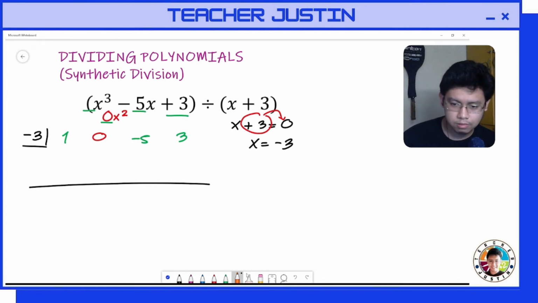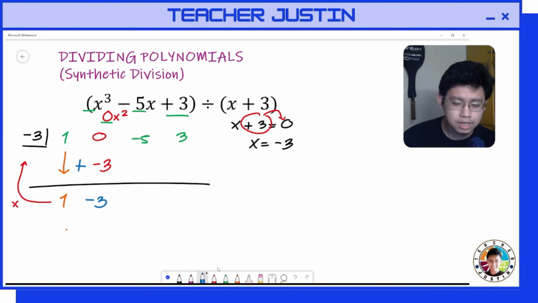So first, let's bring down positive 1. Then let's multiply positive 1 by our divisor, negative 3. So 1 times negative 3, that is negative 3. So we place it here, negative 3. Then let's add 0 and negative 3. So 0 plus negative 3 is negative 3.